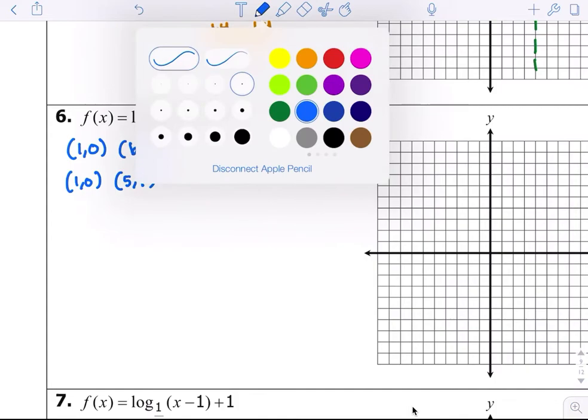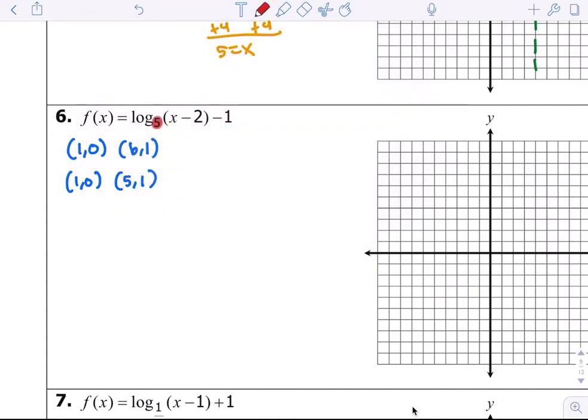Now let's look at our transformations. This tells you right 2. This tells you down 1. So these transformations affect your original parent function coordinates by right 2. That means you add 2 to the x coordinates. Down 1 means you subtract 1 from the y coordinates. So 3, -1 and 7, 0.